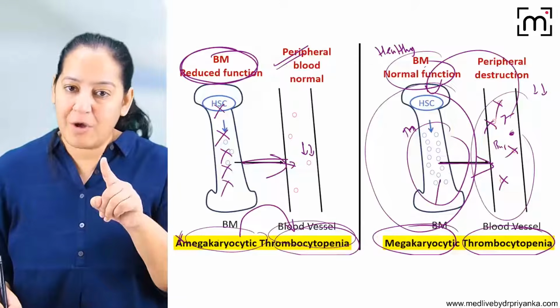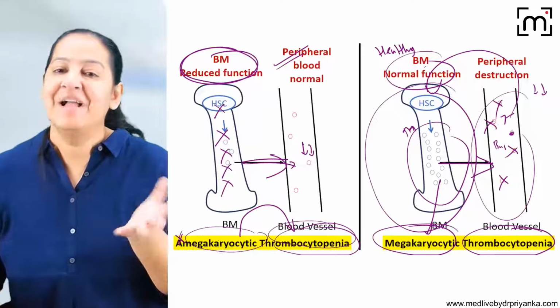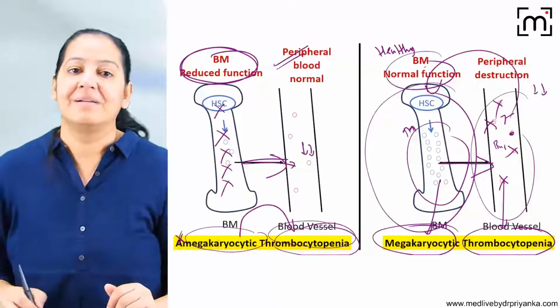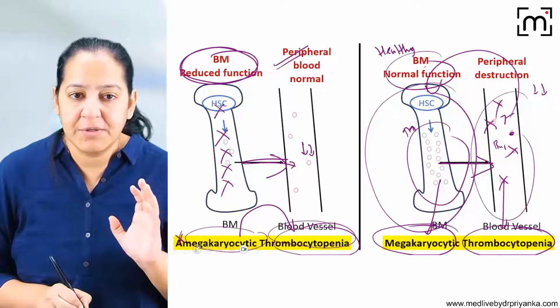So if you see the bone marrow, megakaryocytes are abundant, even more as compared to normal, to compensate. But if you see in the blood, there is thrombocytopenia. So here the problem is in the blood vessel. So you have to see where is the problem. If you have understood, it's good.